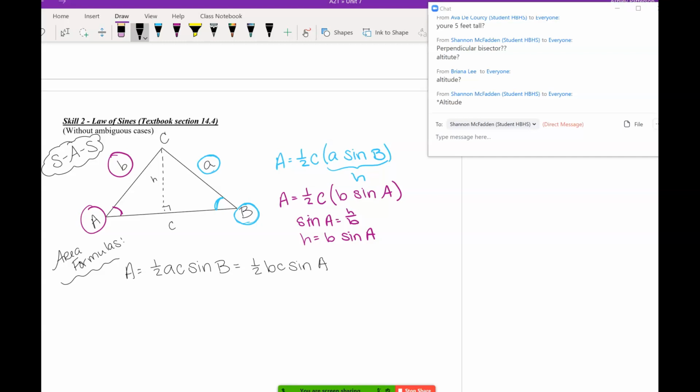Okay, so we have a side, and then an included angle, and then the other side. In other words, it's sandwiched in between the two sides. Okay, it's included within that. But there is one more scenario. We could have 1/2 AB times the sine of angle C. It all depends on the information that we're given, you guys.